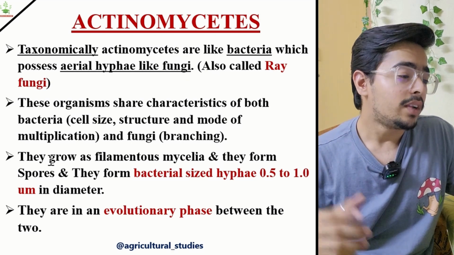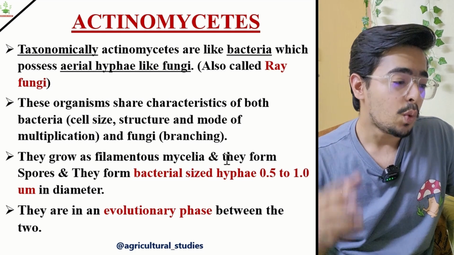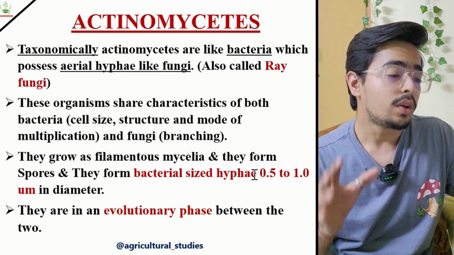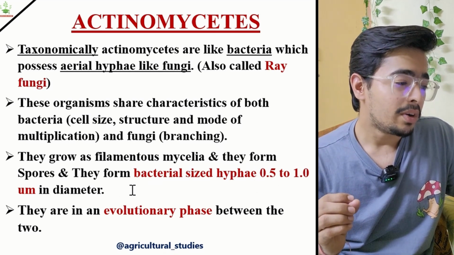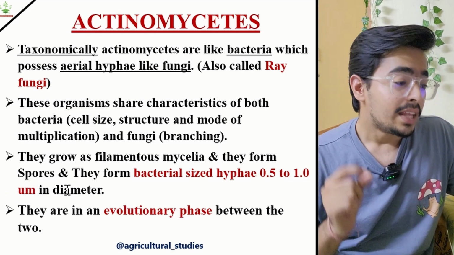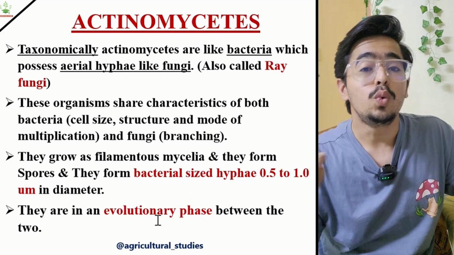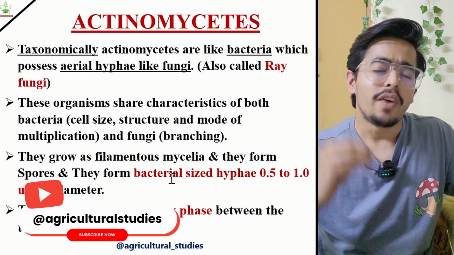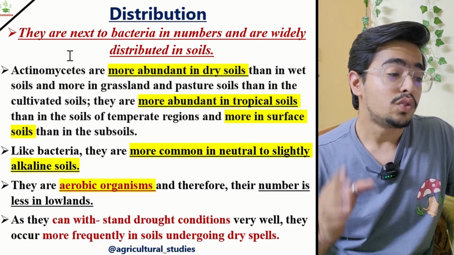Second or third point is they grow as filamentous mycelia and they form spores and they form bacterial size hyphae. Their hyphae are not so long, their size is 0.5 to 1 micrometer in diameter. It is micrometer, that is micrometer in diameter. They are in an evolutionary phase between the two. Between two, what are these two? Bacteria and fungi, right?